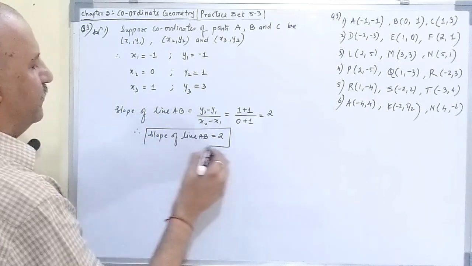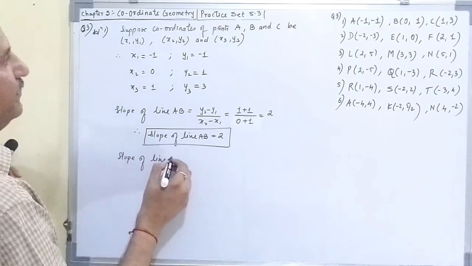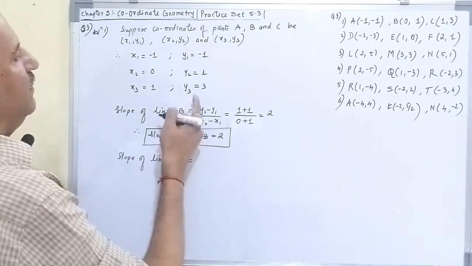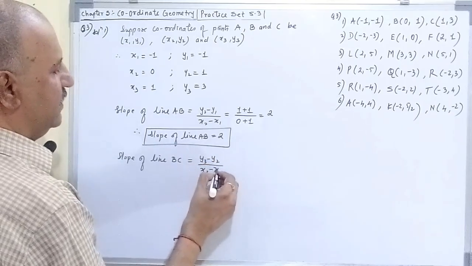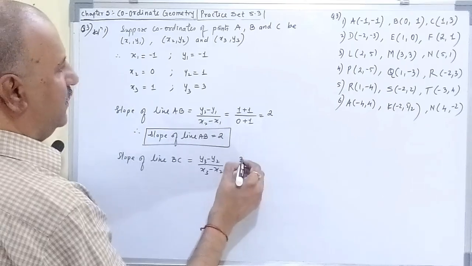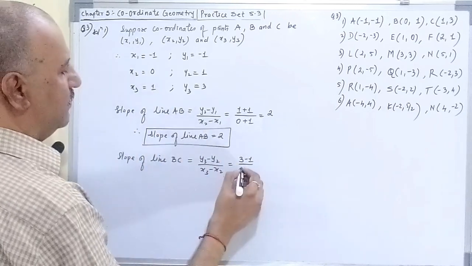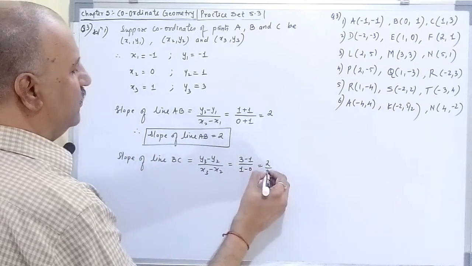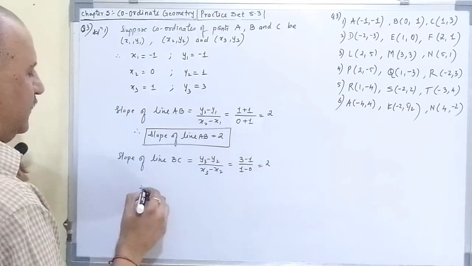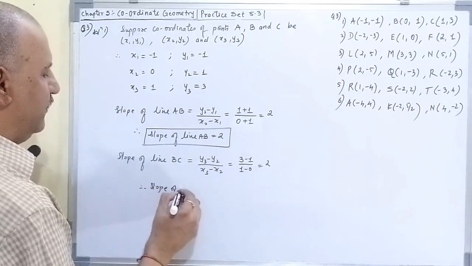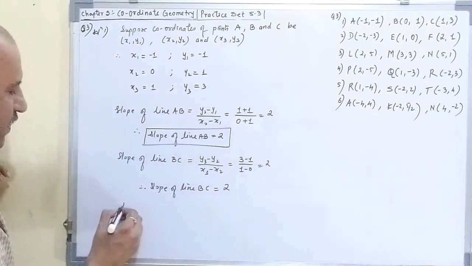Pay attention. Now slope of line BC will be y3 minus y2 upon x3 minus x2. This will be 3 minus 1 upon 1 minus 0. That is 2 upon 1, that is 2. Let's write 2 here in short. Therefore slope of line BC is 2.